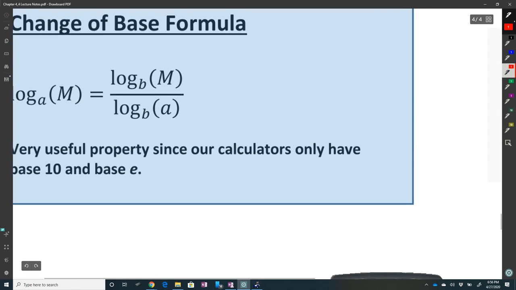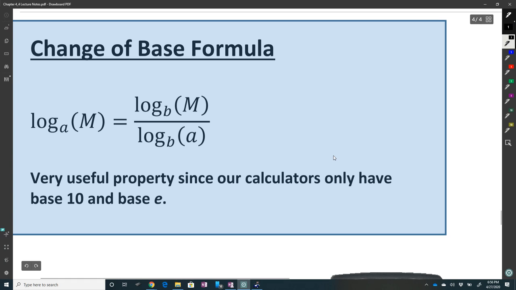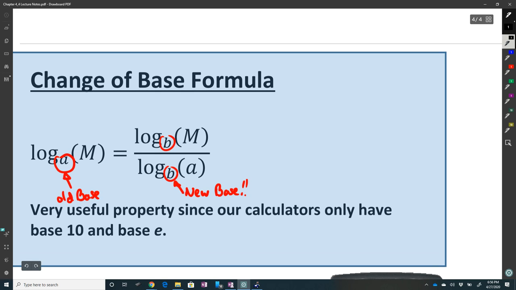All right, so the very last thing here is what's called the change of base formula. And this is where you actually do see a log over a log. So the change of base formula means you change from one base to another. Notice here, this is my old base. Those are my new base. And there you go. So what it's saying is, notice that, let me try to write something out.